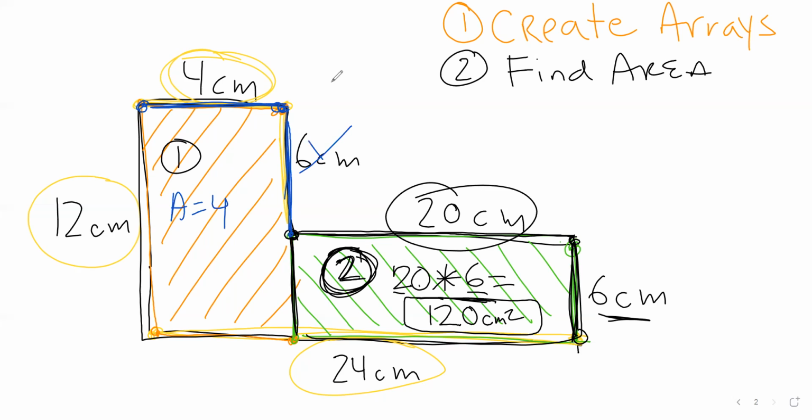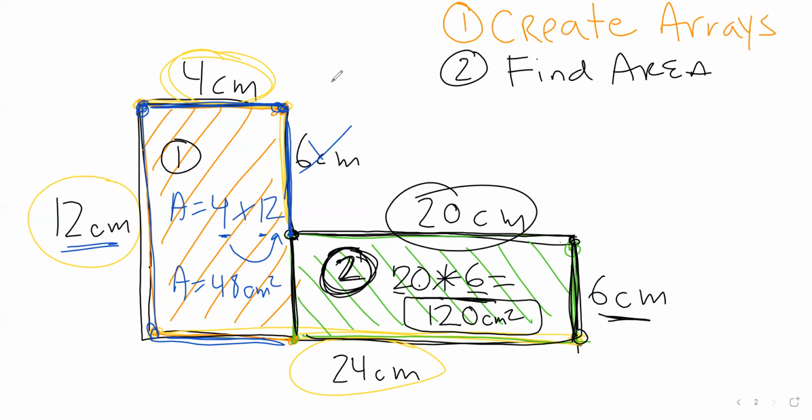Where would my rows be? Oh, my rows are over here, because from here to here, which is the whole thing, is 12. So 4 times 12. Let's see, 4 times 10 is 40, and then 4 times 2 is 8. So my area here would be 48 centimeters squared.